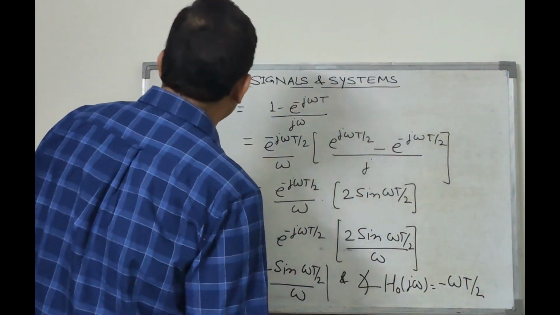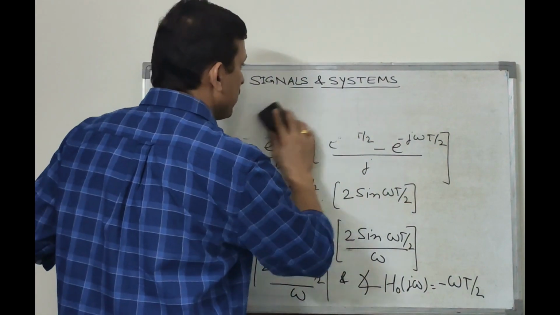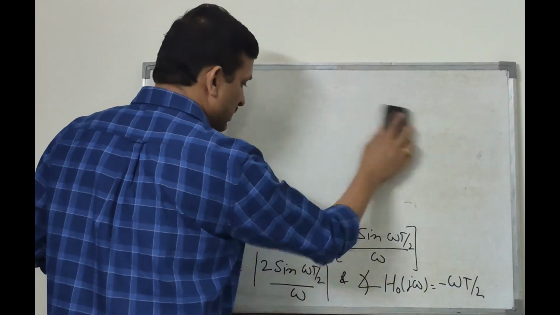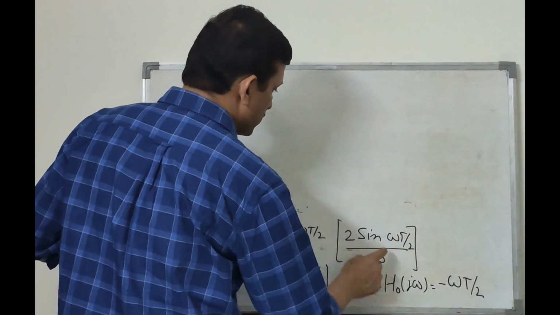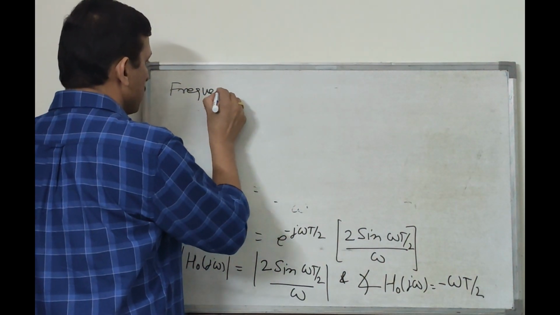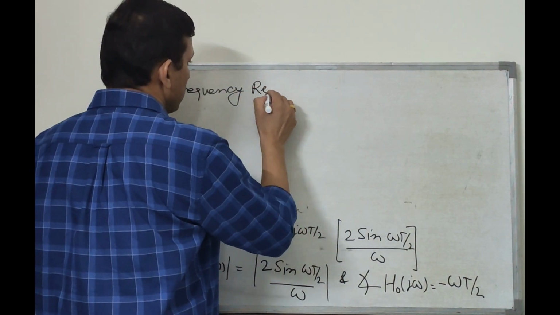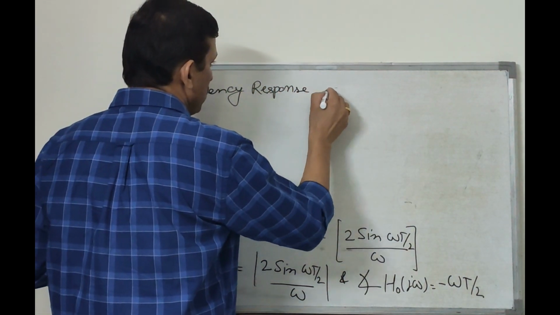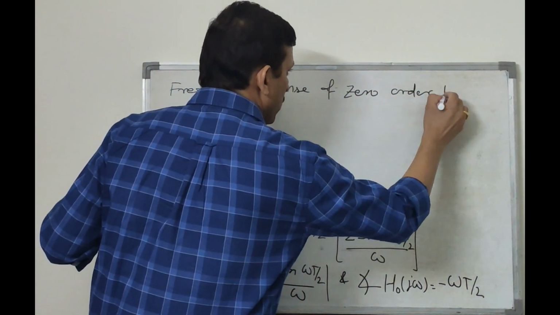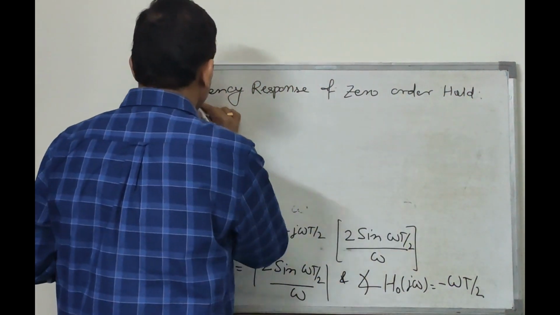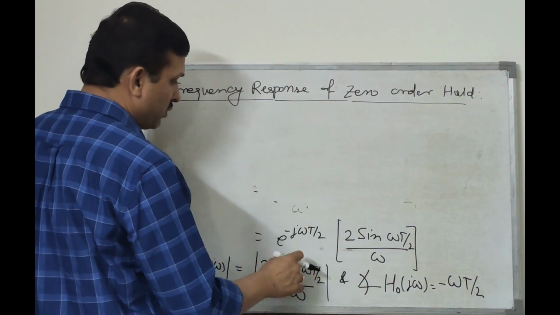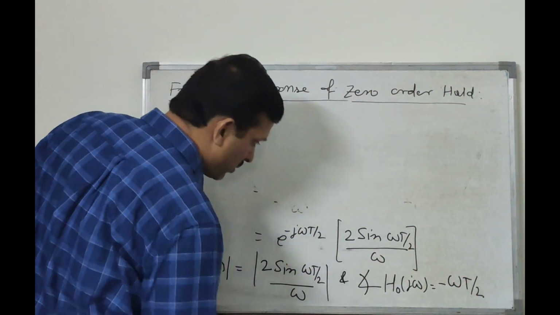If you want to plot this frequency response of zero order hold, you can see it will take the form of a sinc function. If we plot the magnitude value of the frequency response of zero order hold, it will have the shape of a sinc function.